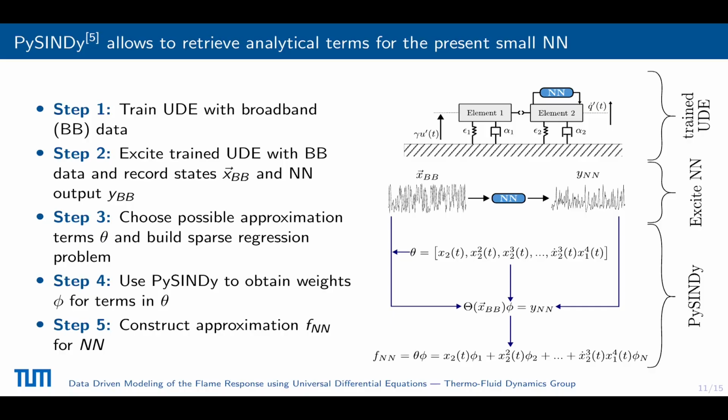And using PySINDy, we can build a library of those candidate terms, polynomials in our case, as given here in the figure as an example. And then we use the PySINDy algorithm to obtain weights, which will tell us the importance of each candidate term. And from that, we can construct an approximation function, fnn, which approximates the neural network. Once done, we obtain an extended ODE. So we take the approximation, fnn, and insert it into our ODE, yielding a now fully analytical ODE again, which however is now extended by some additional terms.